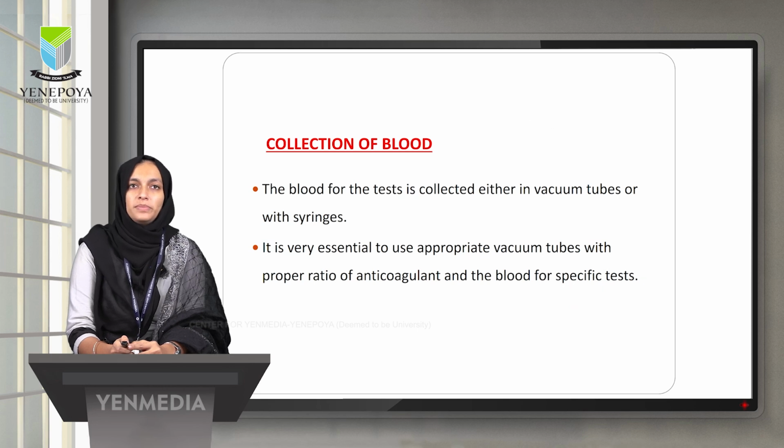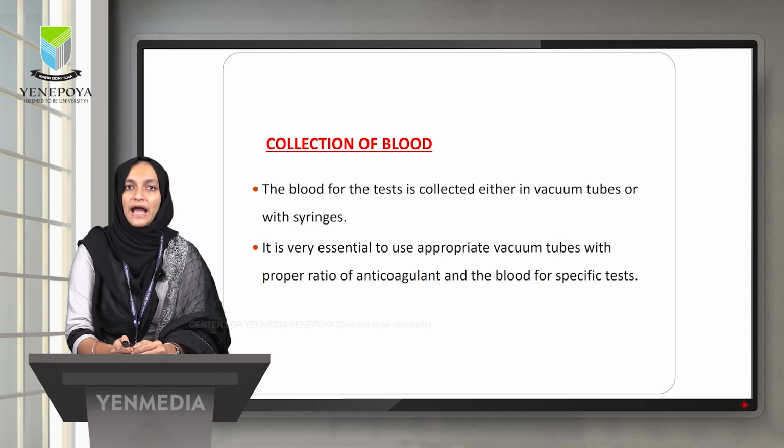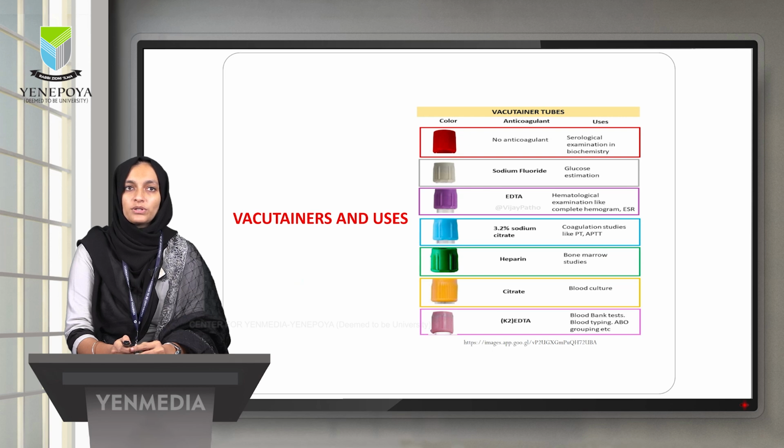So blood for all the tests is either collected in a vacuum tube or with syringes. If you are collecting in vacuum tubes, we have to choose the appropriate vacuum tube with the proper ratio of anticoagulant for each specific test. So we'll move on to the vacutainers and their uses. For each of the various tests, a different type of vacutainer is used.